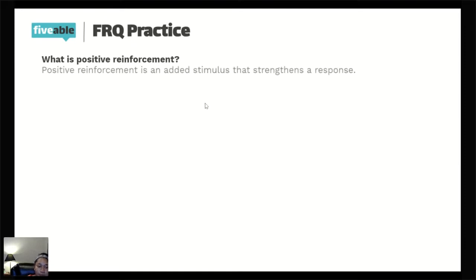So, positive reinforcement is an added stimulus that strengthens a response. Added stimulus, that's the most important part. You're adding something to increase the chance of the behavior to occur again.